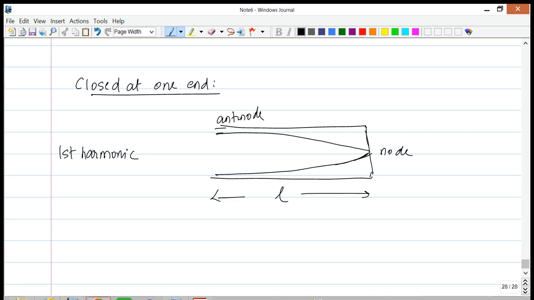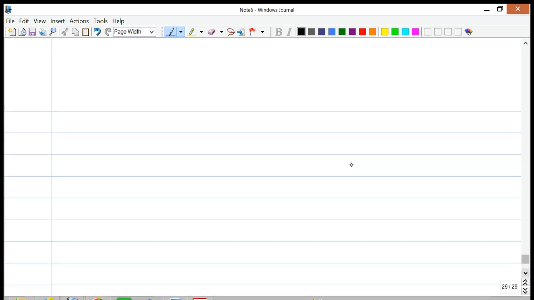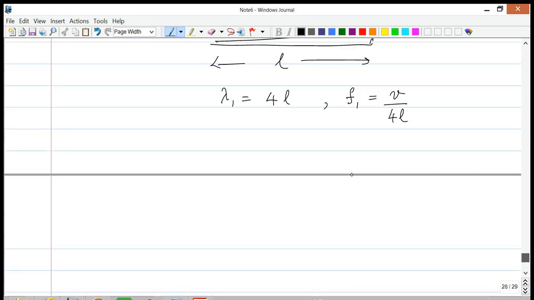If you look at this picture, you see that this is a quarter of a wavelength. So my wavelength lambda 1 is equal to 4 times L. My fundamental frequency here is equal to v divided by 4 times L. So that's my first harmonic.